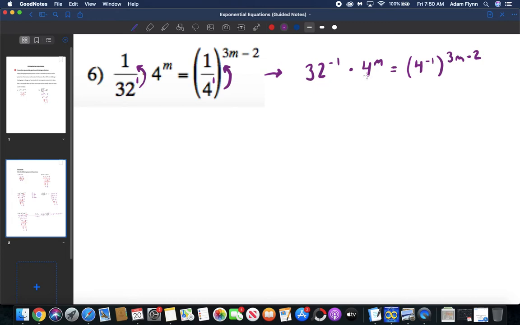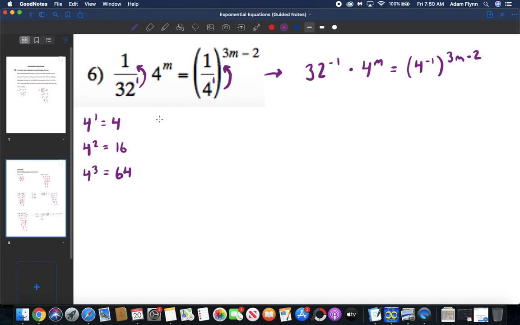So I've got 32, 4, and 4, and I need those bases to all be the same. If I am going to try out certain bases, let's start with 4. 4 to the first is 4, 4 to the second is 16, and 4 to the third is 64. Well, I skipped over 32 here, so I know my base can't be 4. So let's try something a little bit smaller.